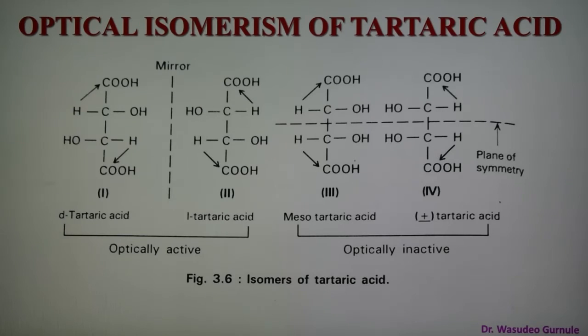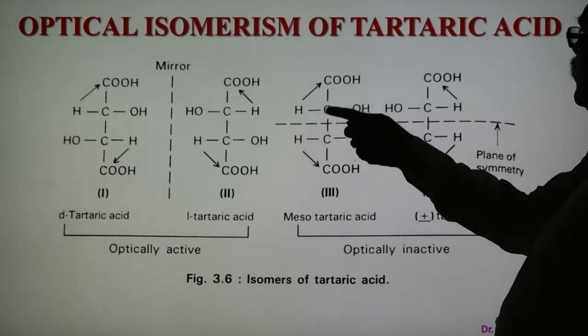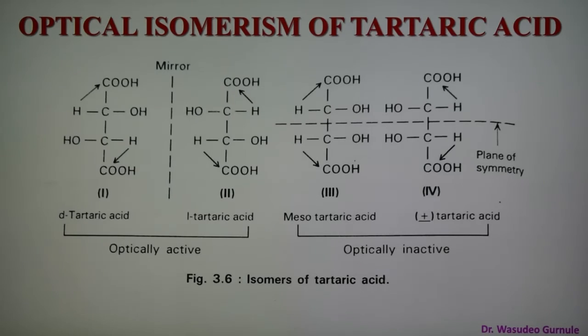This is also sometimes known as inactive tartaric acid. This structure represents mesotartaric acid, and it is optically inactive because the rotation of the upper half is compensated by the rotation of the lower half. Therefore, it has a plane of symmetry and it cannot be resolved into active components. It also does not occur in nature. So a plane of symmetry is there, and one half is compensated by the other half, and therefore the meso form is optically inactive.